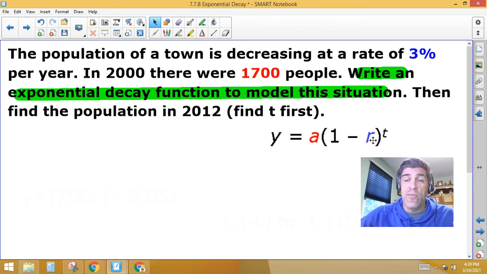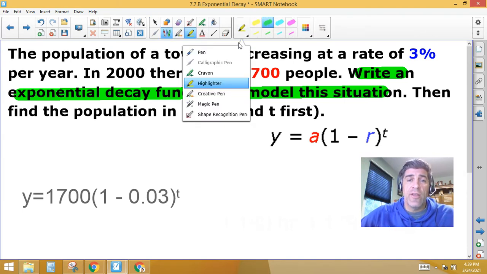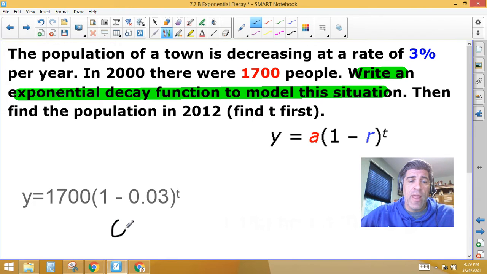My rate is 3%, so I need to convert that to a decimal, and I get y equals 1,700 times 1 minus 0.03. Now, what some students like to do, when I enter it in the calculator, is they'll actually subtract that and just put that in the parentheses. You know, that's okay. But what I have right here in that gray color, that's my exponential decay function.